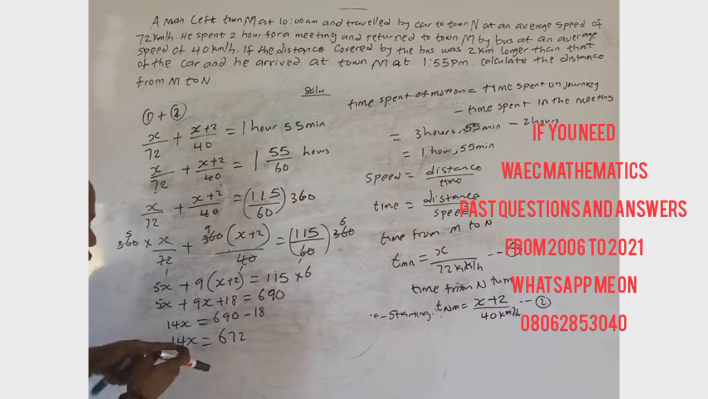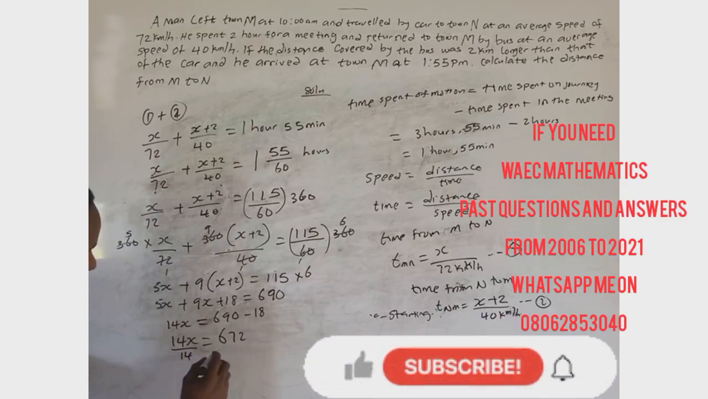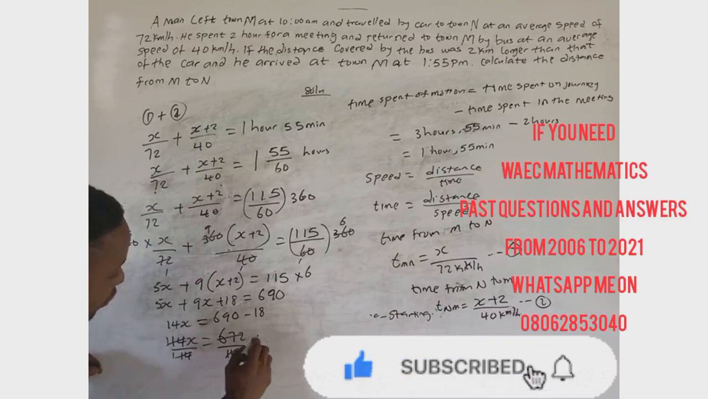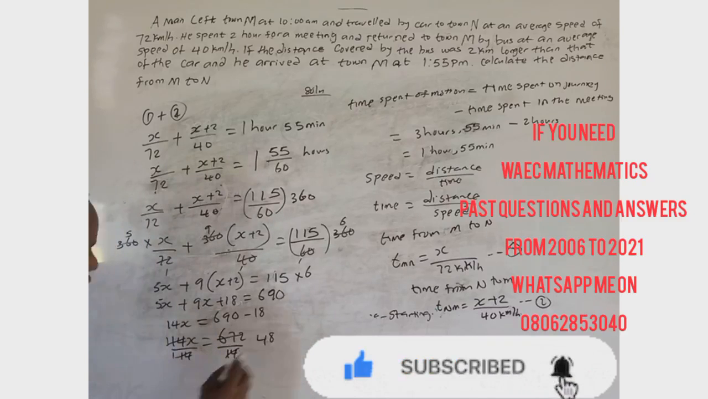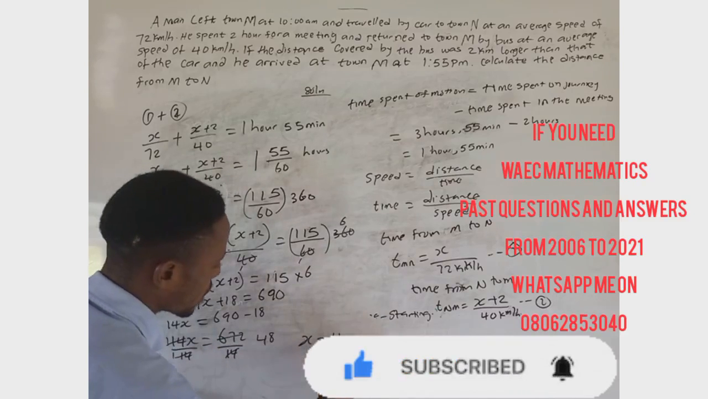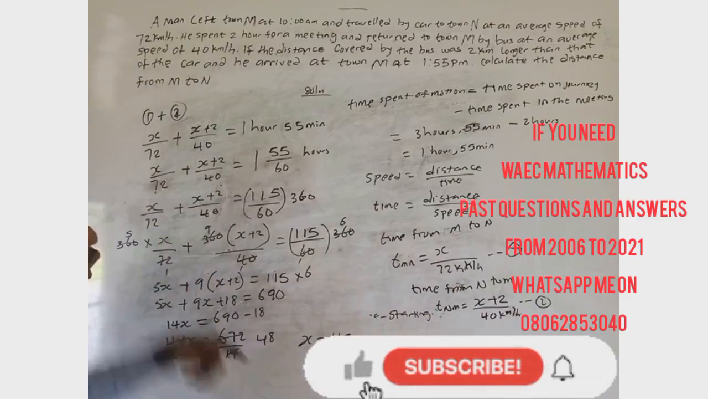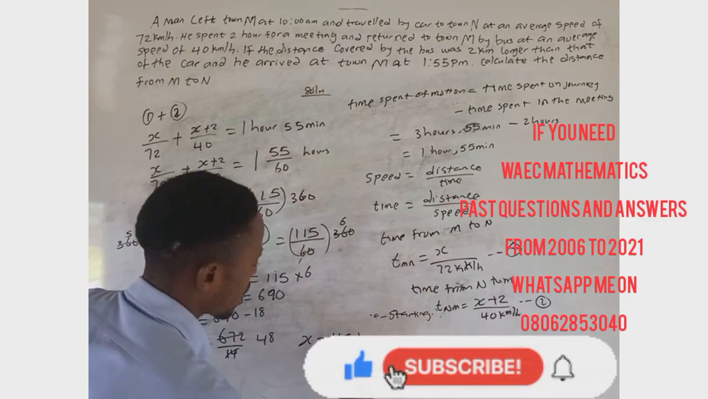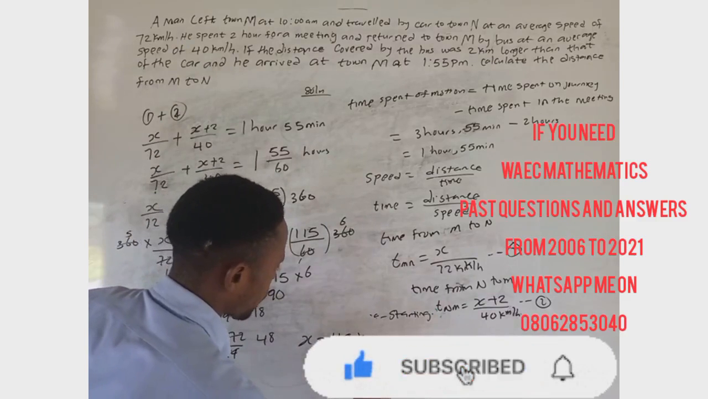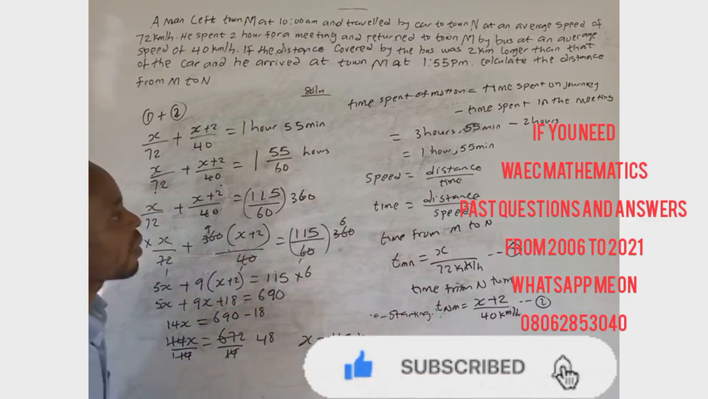To make S the subject of the formula, we divide both sides by the coefficient of S, which is 14. Dividing both sides by 14, 14 over 14 is 1, and 672 divided by 14 gives 48. Therefore S is equal to 48. It means that the distance from M to N is 48 kilometers.